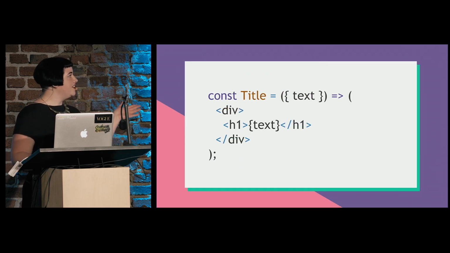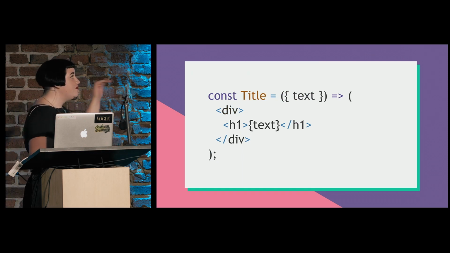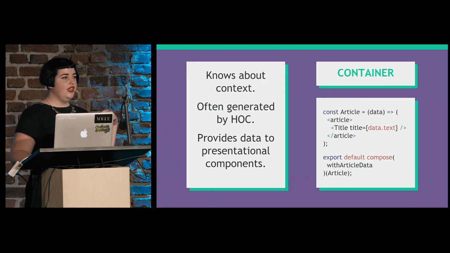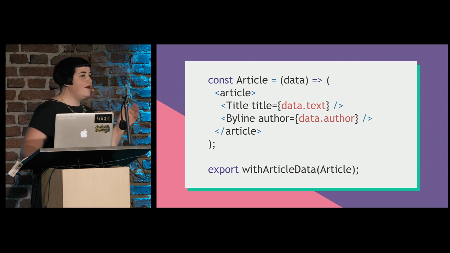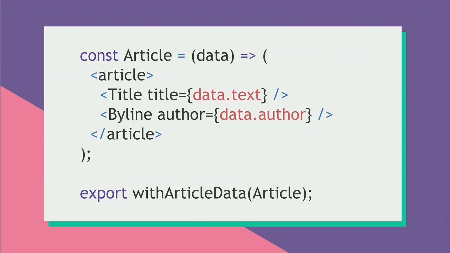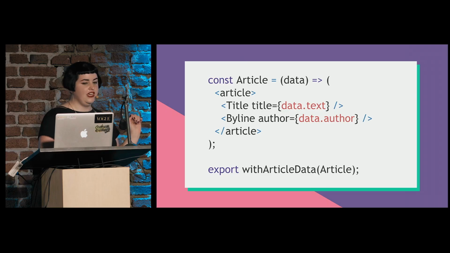So if we were to refactor our title component to be a bit more purely presentational and lovely, we would just pass in the text and render the text, and it would have no idea about the API. And then there are the container components, which know about context and provide data to the presentational components. An example from our code base of this would be an article page. You can see we're getting the article data from a higher order component with article data. And then we have all that data inside the article component, but then we only give the data to the smaller components that they need. So the title just gets the title text, the byline just gets the author.